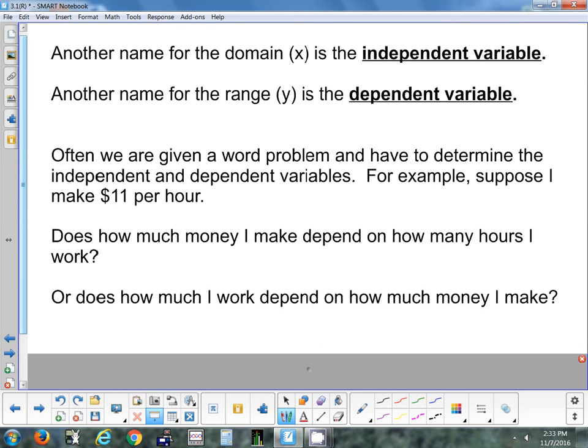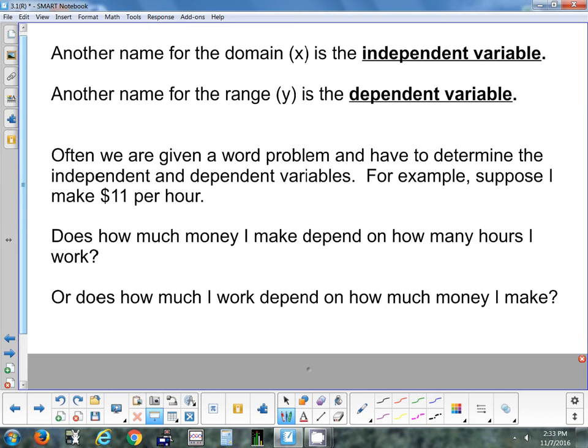All right, so this part, you don't have to write, you're just listening to me. Let's say I have a problem where I make $11 an hour. There's two things here: how many hours I work, and how much money I make. One of those is X, one of those is Y, or one of those is domain, one of them is range. So I ask myself these two questions, and only one of them is going to make sense.